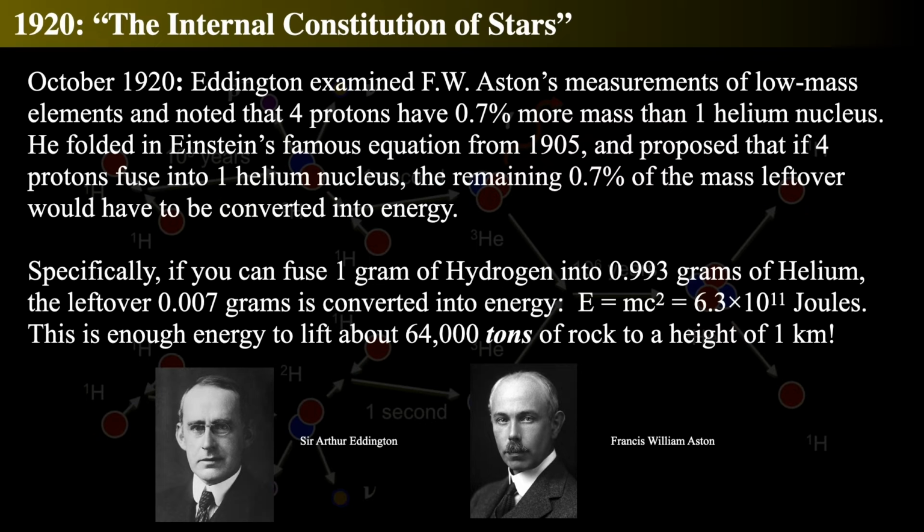So we take Einstein's E equals mc squared, and he proposed, let's take 4 protons, put them into one helium nucleus, and the remaining 0.7%, less than 1% of the mass, could be converted into energy. So Eddington said, well, what if you did this? If you converted it, then you'd have that.